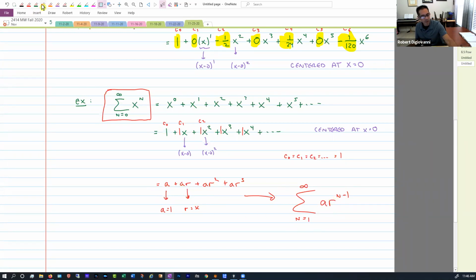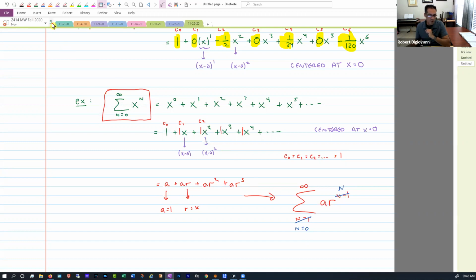But notice that if we change this n to n equals 0 and change that n minus 1 to n, you get the same series. You get the exact same series. This is what we call shifting the index. We shifted the index by 1. So we change the formula in here and it will still generate the same series.